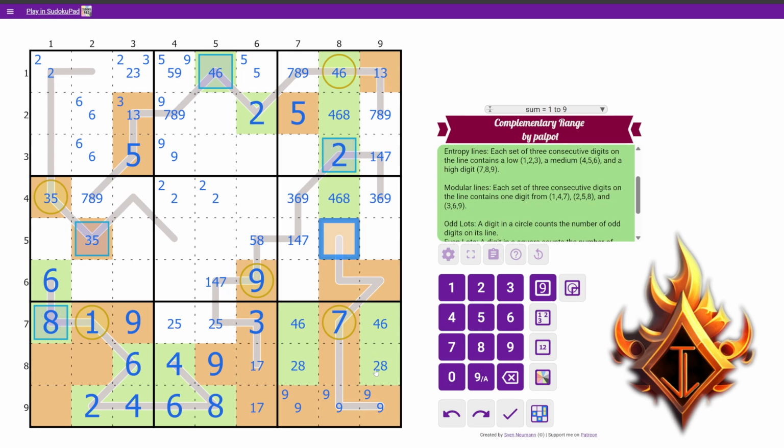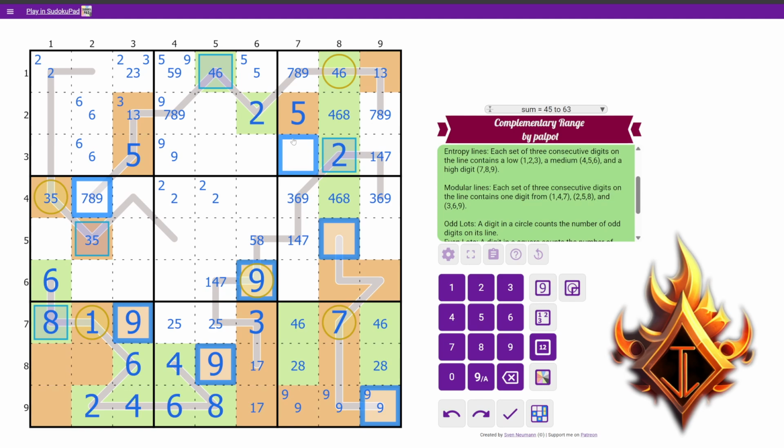Should I mark these 1, 9 yet? I guess not. Or, if this is 9, it goes there, then it would have to go there. That's not enough yet, is it?